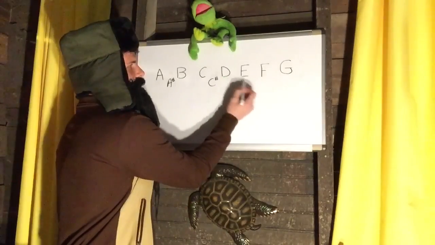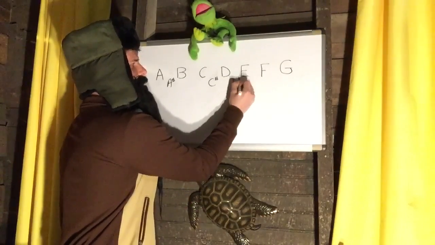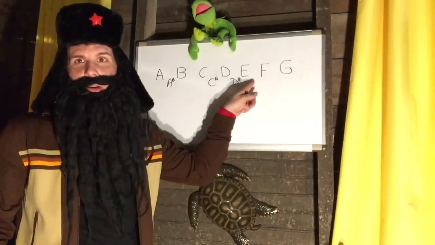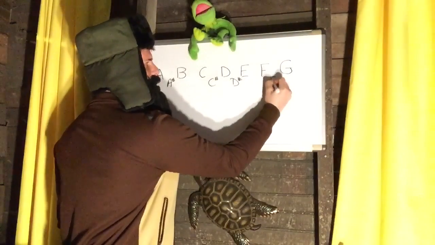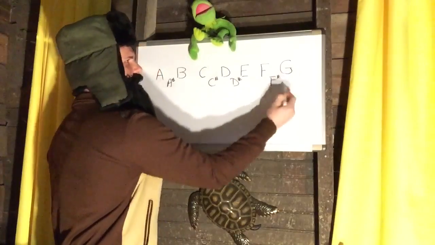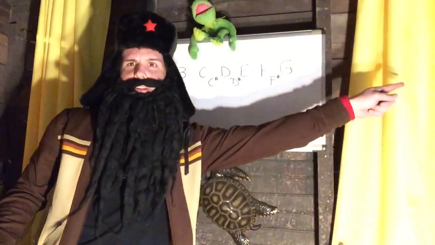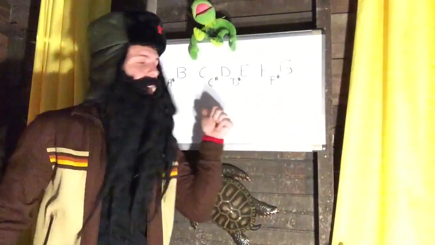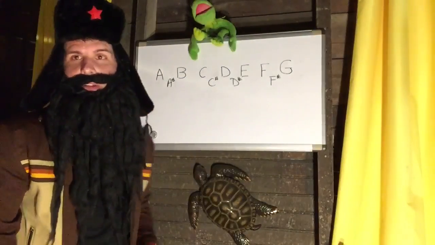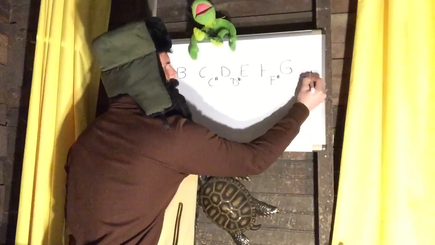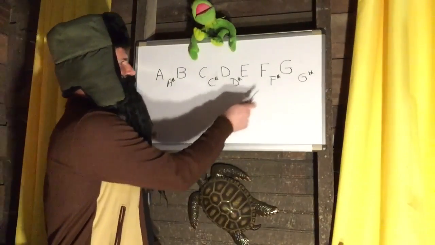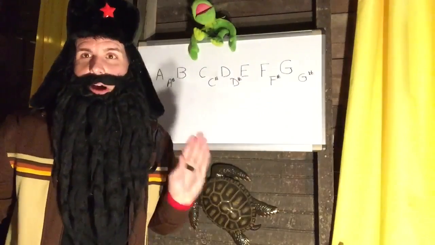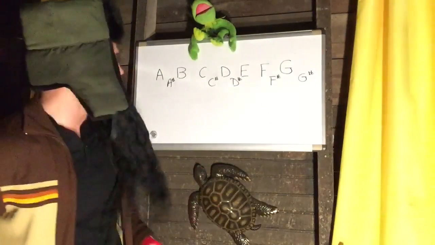In between D and E comes D sharp. There's no such thing as E sharp. Why? I don't know. There just isn't. In between F and G comes F sharp. And between G and the next A, this goes on forever and ever until you can't hear anymore because it's too high, and goes back forever and ever until you can't hear anymore because it's too low, comes G sharp. To make matters more confusing, A sharp, C sharp, D sharp, F sharp, and G sharp have other names that mean the exact same thing.